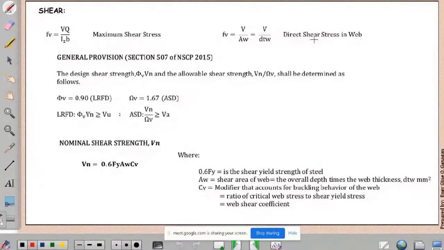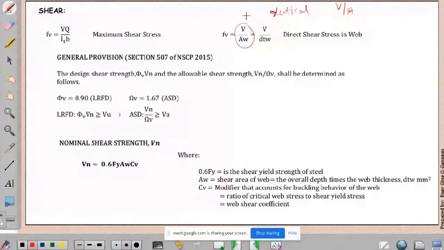So pagka vertical shear stress, yung ating V over A, so this will be for the vertical. So for our vertical or direct shear stress, yung ating V over A, syempre alam nyo, stress is equal to the load over area, di ba? So yung direct shear stress natin is V over A. Wherein, ito yung magiging equation natin for vertical shear stress.